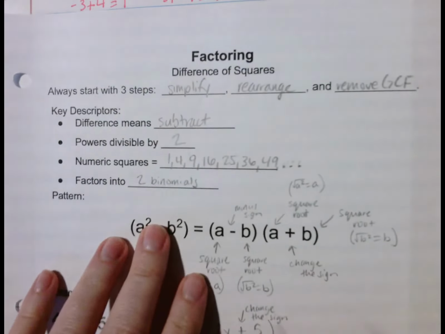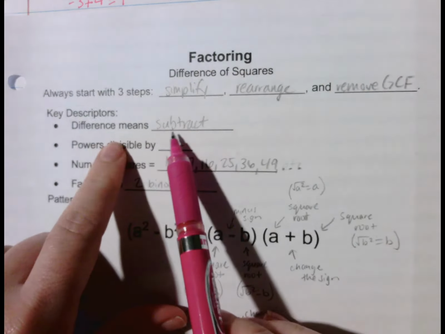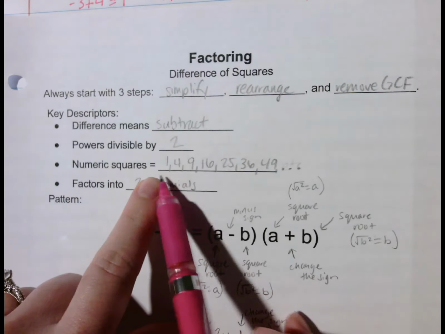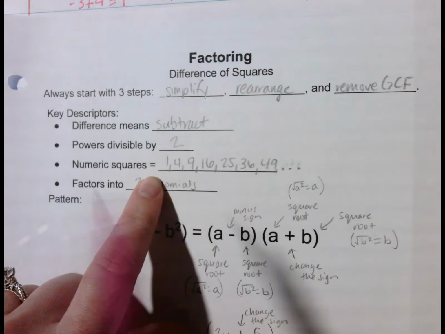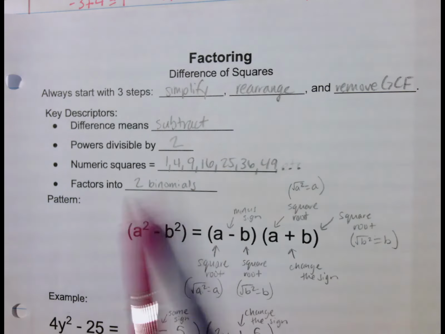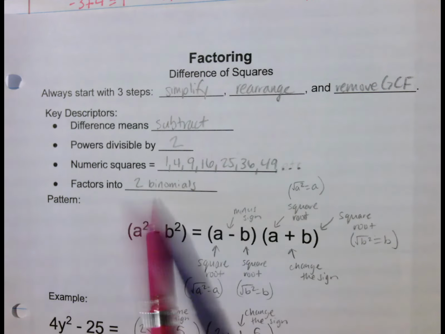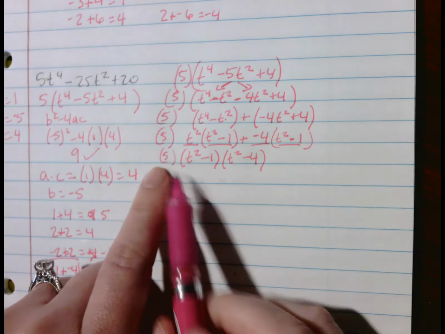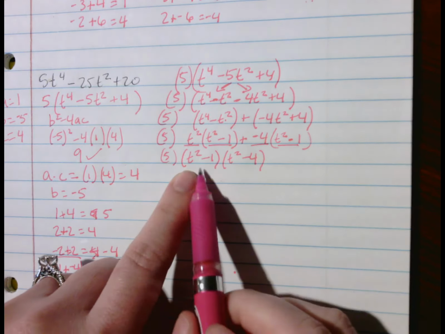Difference of squares. Difference, it means we're dealing with subtraction. It means the powers are divisible by 2, and then we're dealing with numeric squares. 1, 4, 9, 16, 25, 36, etc. If it factors, if it's a difference of squares, it's going to factor into two binomials. So let's look and see what we have here. 5 is just a number, all right? So we're not worried about it.